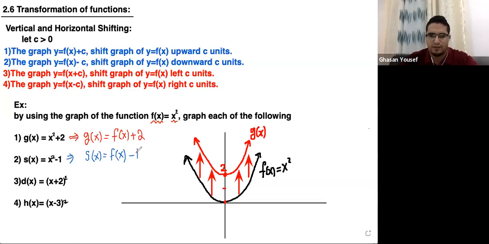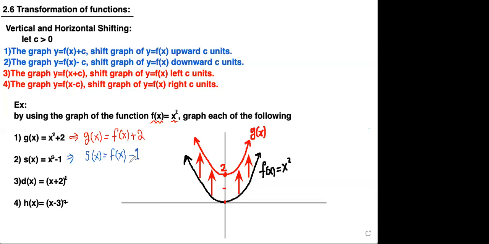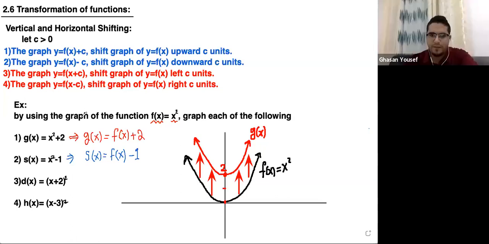Now, how can we graph this one? You can plot the point at -1 on the y-axis, and then the graph is going to go downward. Okay, perfect. Yeah, thank you.